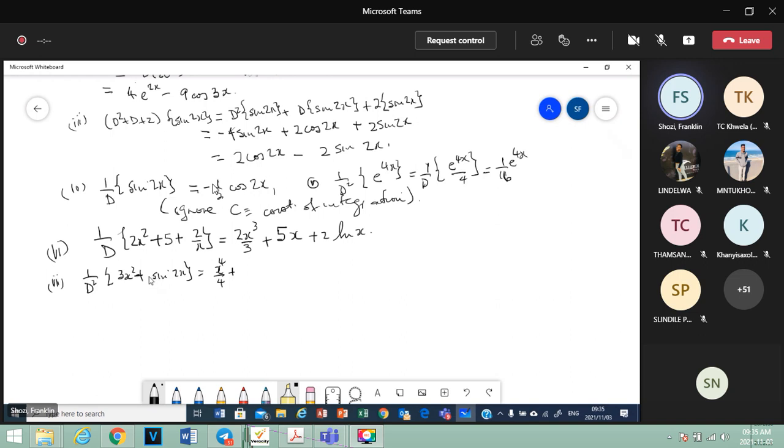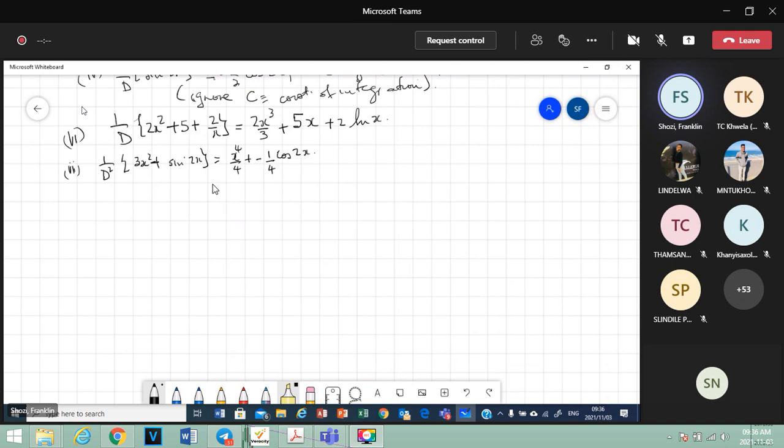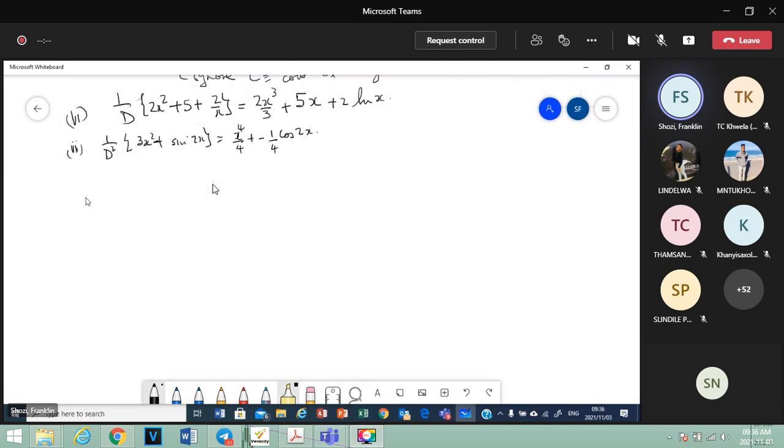The first one, it's minus cos 2x over 2. Once more, it's minus 1 over 4 cos 2x. That is all it means. So 1 over d, integrate. D means differentiate. But things, good people, will not always be as easy as they seem to be here.